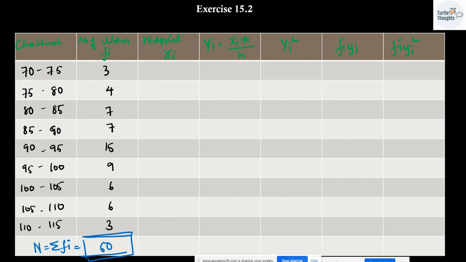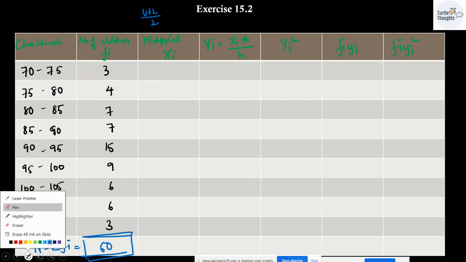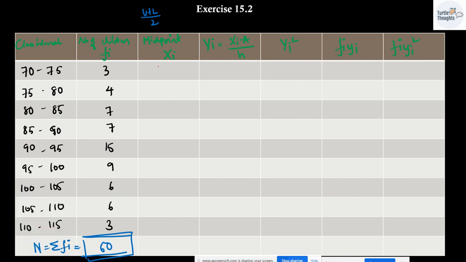Next, I need to find out the midpoint. Midpoint is given by u plus l divided by 2. 70 plus 75 divided by 2, I will be getting the value as 72.5. So let me make a note of that value. It is going to be 72.5. Next, I just need to keep on adding 5 to this. 77.5. Again, for 80 and 85, 165 divided by 2, it is going to be 80 plus 2.5, 82.5. And similarly, I can fill out the entire column.